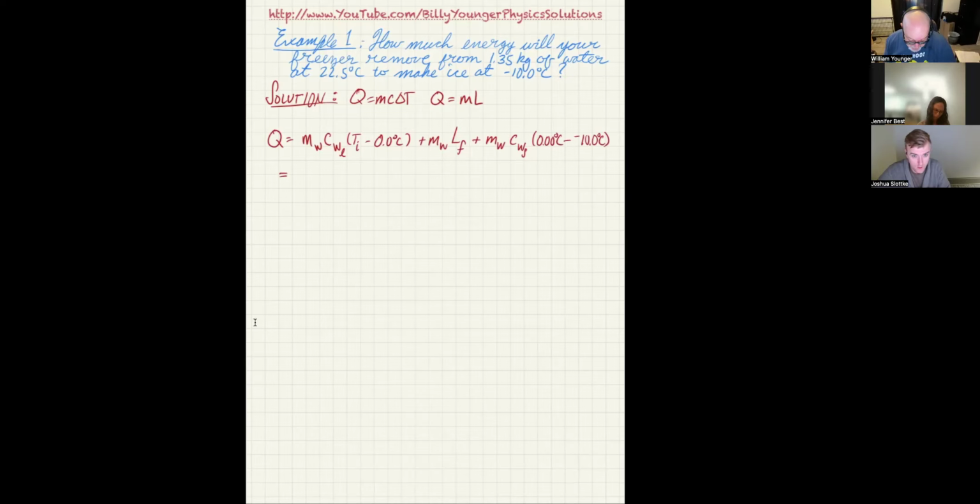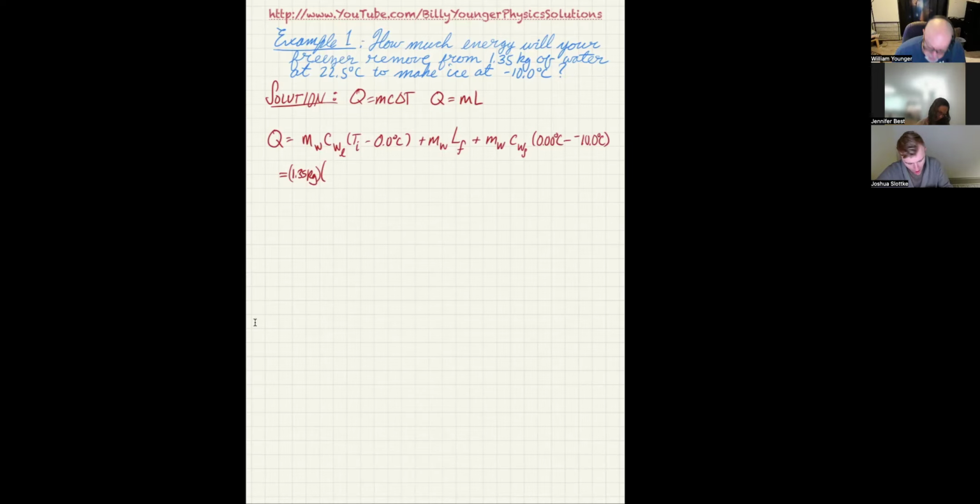One thing you can see is I'll have the same mass for water in all cases, so that'll save me a little room, and I'll just factor that out in front. I'm going to say 1.35 kilograms. Now, the C for the water, I've actually got the latent heat. I looked that up in joules, so I'm going to do this in joules as well.